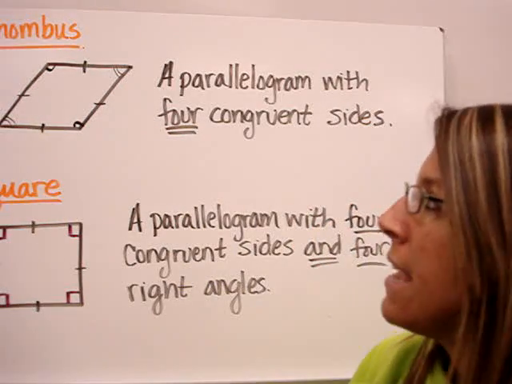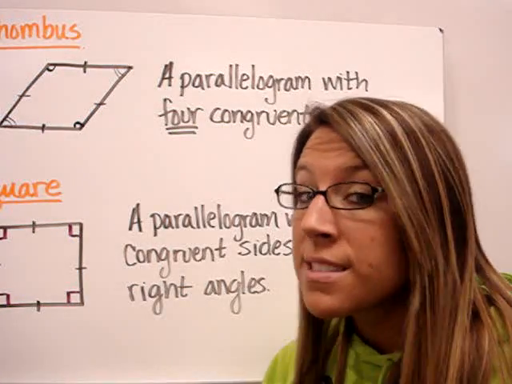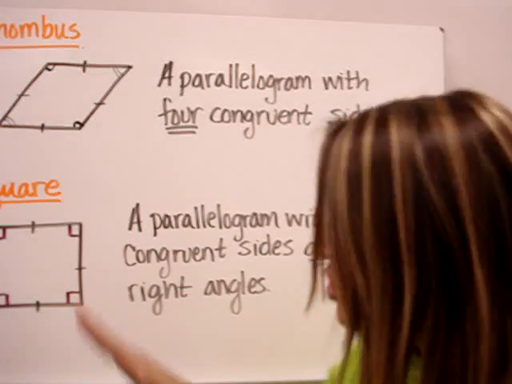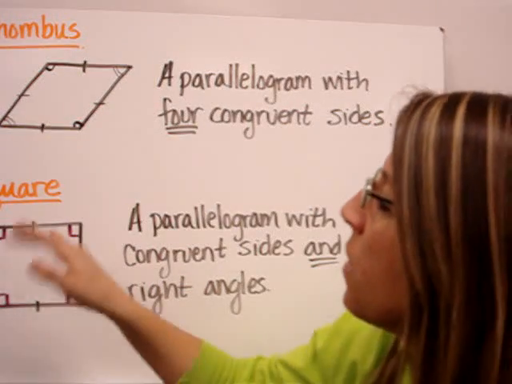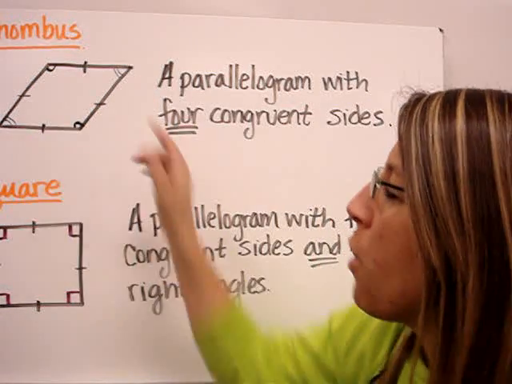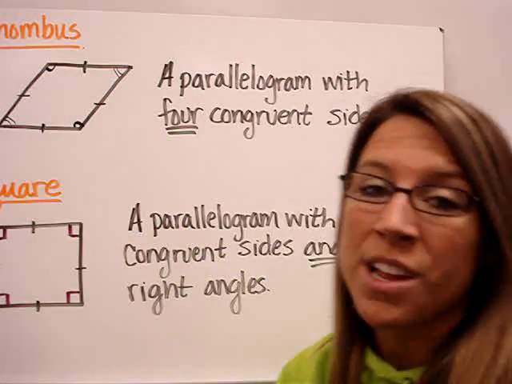So it can be, and usually when we're talking specifically about a rhombus, we're talking about this square that looks like it got shoved a little bit. So if you can picture this being shoved, obviously it doesn't have the four right angles, which we'll talk about in a minute, but it does have four sides that are congruent.